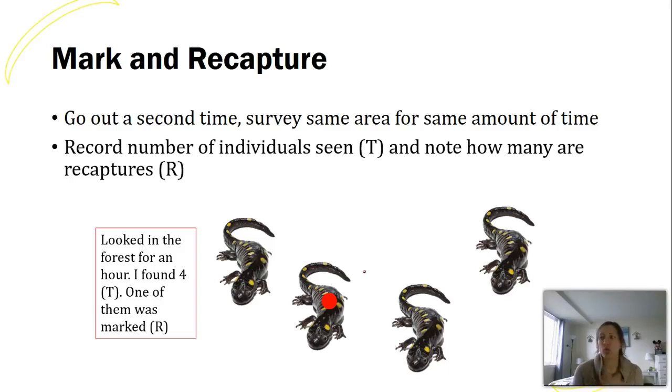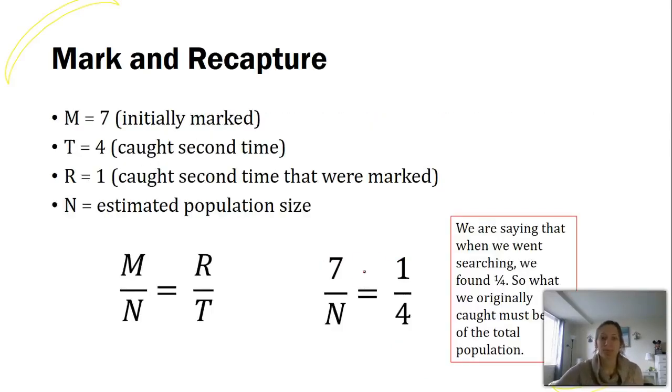So what I'm saying is I went out, caught 1 out of 4 individuals. So that's what I'm going to use as my ratio. So when I go out, 1 I've seen before, and there were 3 new ones, or 4 total. I originally saw 7, so the question is what is this number? If this is 1 out of 4, 7 divided by what? Now you could do 7 times 4 equals 28 equals 1n.